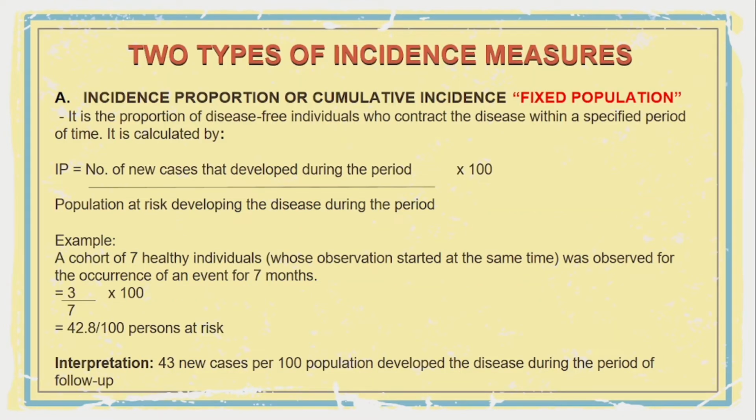In your incidence rate, we have two types of incidence measures, naming number one, the incidence proportion or your cumulative incidence.